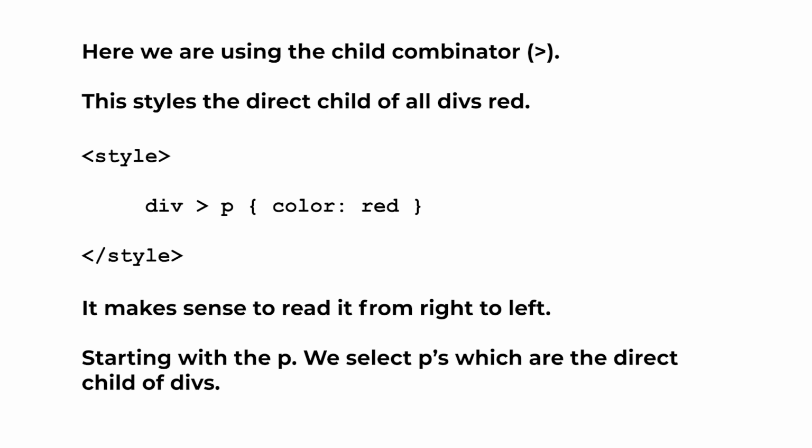In this example, we're using the child combinator, which uses the more than symbol. It's better to read it from right to left. So we have the P selector, then the combinator, and then the div selector. We're reading it as selecting all the paragraph tags which are the direct children of the divs.